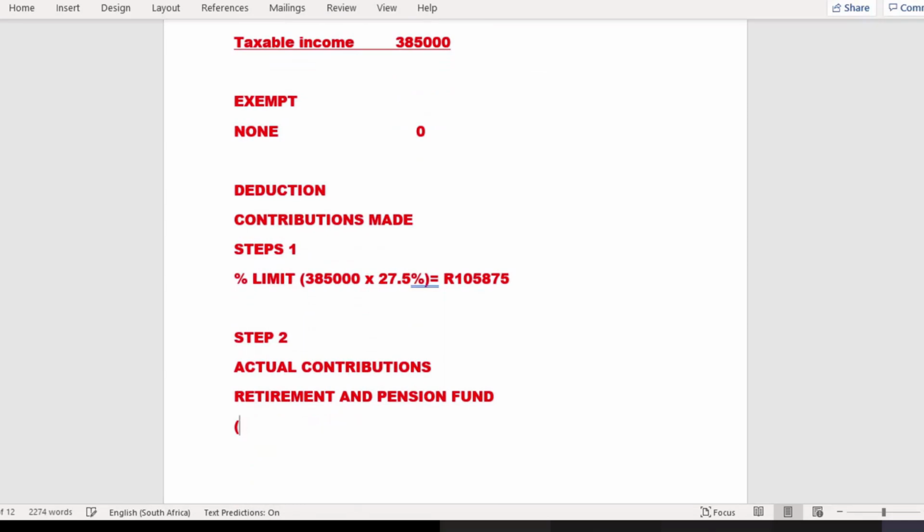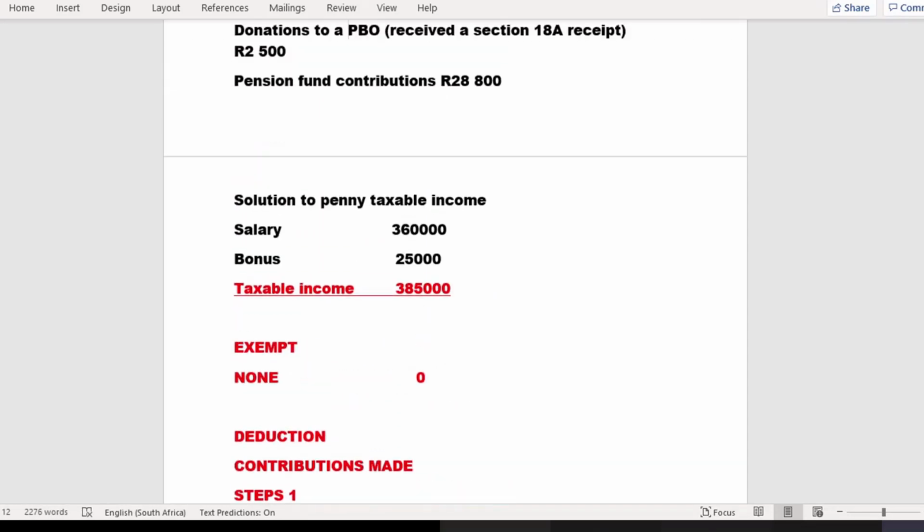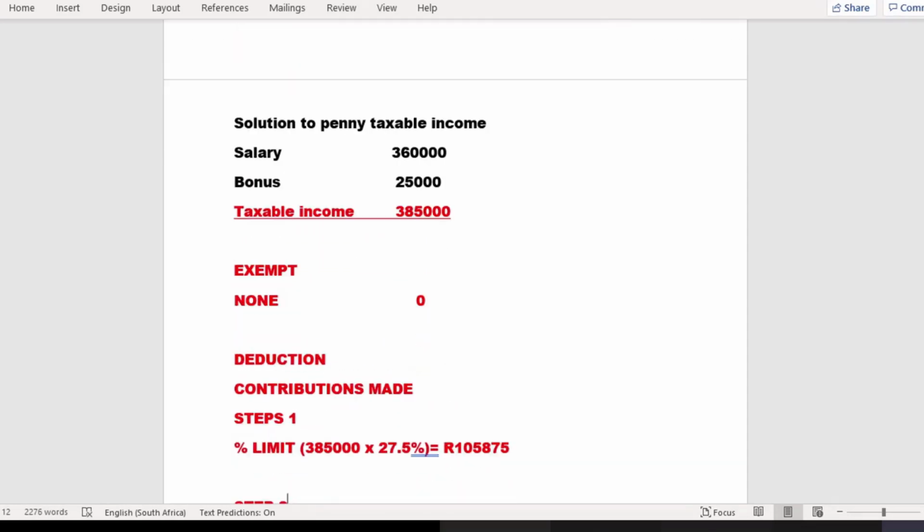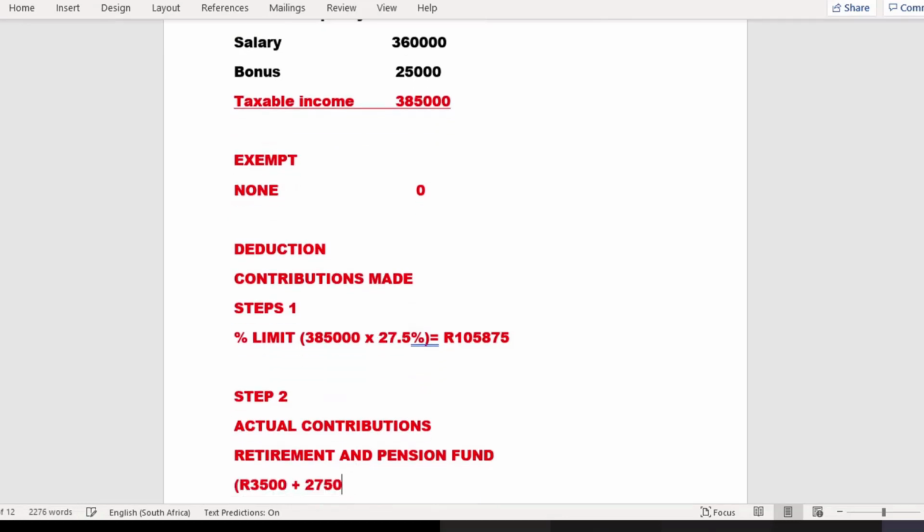It's 3.5 plus 27,000. Is it 27,005? Sorry, I have to go up and check. 28,800 rand. Then you add them together, where you'd have 3.5, and then you plus it with 28,800 rand. So it's 32,300 rand.